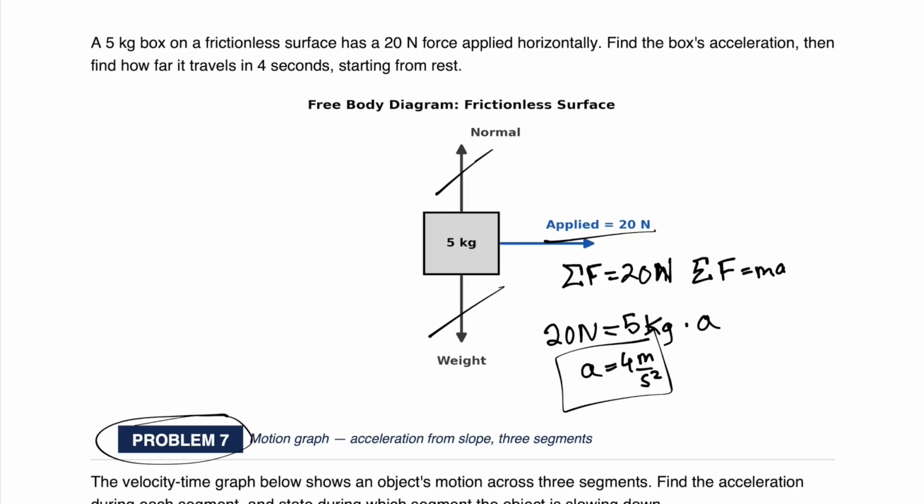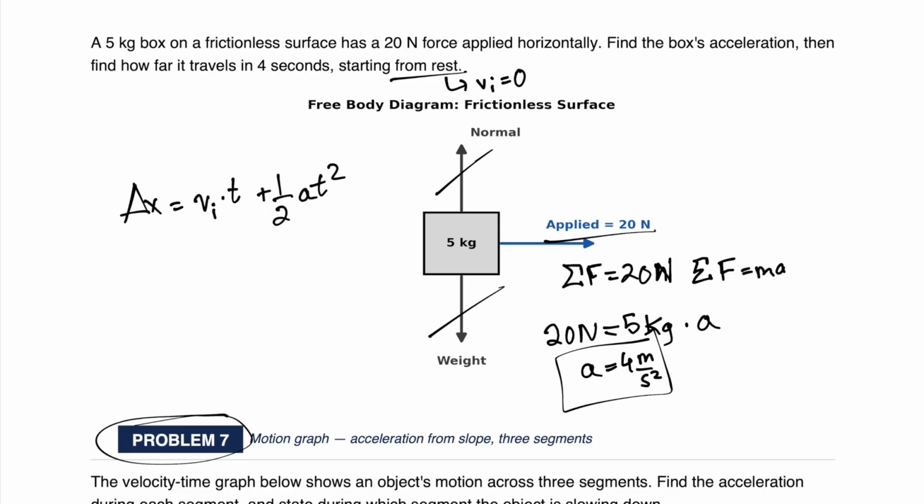And then find how far it travels in 4 seconds starting from rest. That's why I incorporated this problem, because it does hold a bit of kinematics as well. How far does it travel with 4 meters per second squared? Okay, so it starts from rest. We know velocity initial is equal to 0. And that means we could just use this equation, right? Delta x is equal to velocity initial times time plus 1/2 at squared.